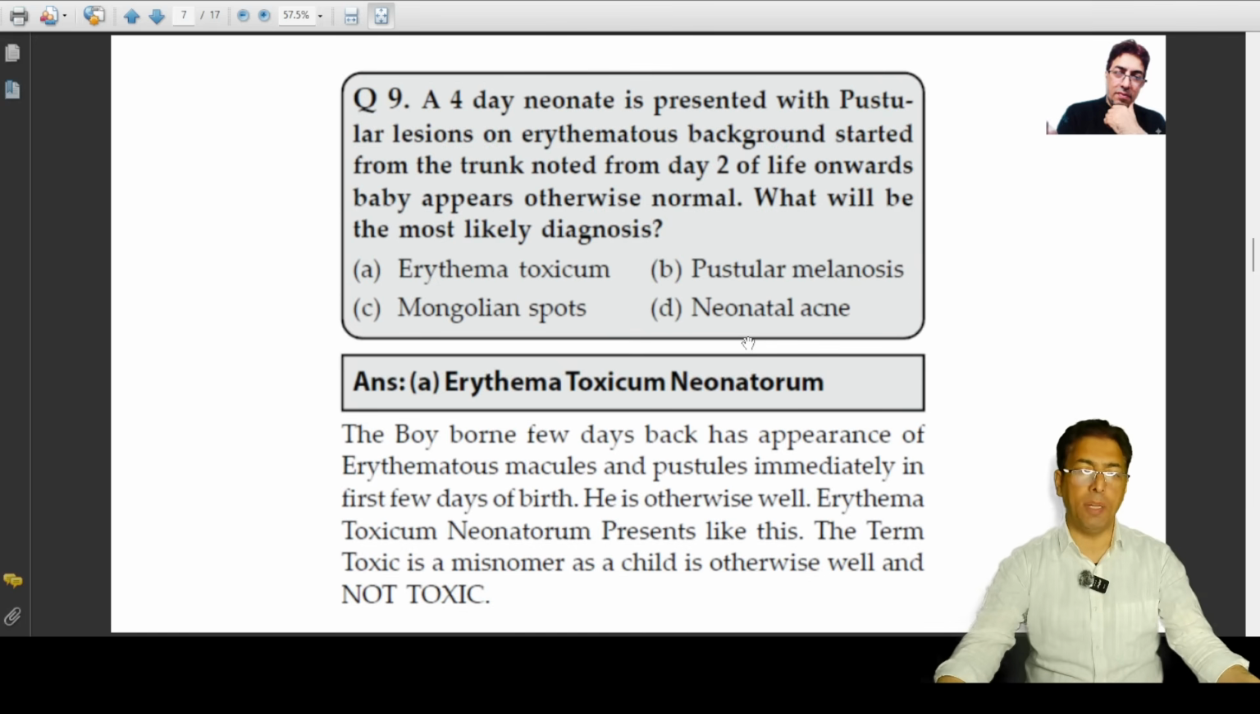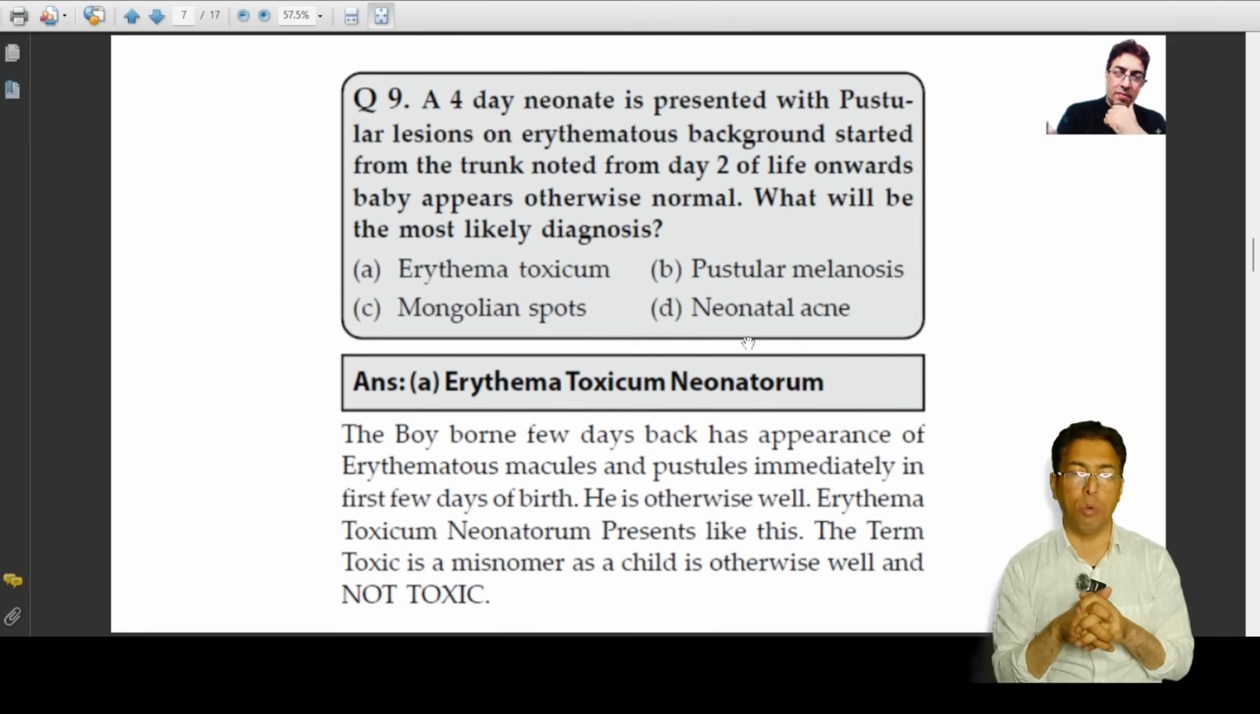Now, from pediatrics, or neonatology, a 4-day-old neonate is presented with pustular lesions on an erythematous background, starting from the trunk, noted from the second day of life onwards. Otherwise, the baby appears normal. What is the most likely diagnosis? Mongolian spot, erythema toxicum, pustular melanosis, or neonatal acne.